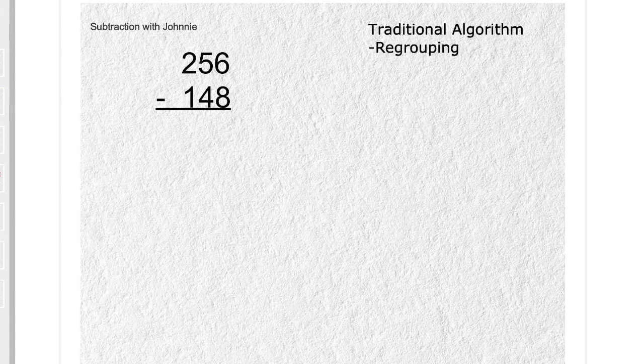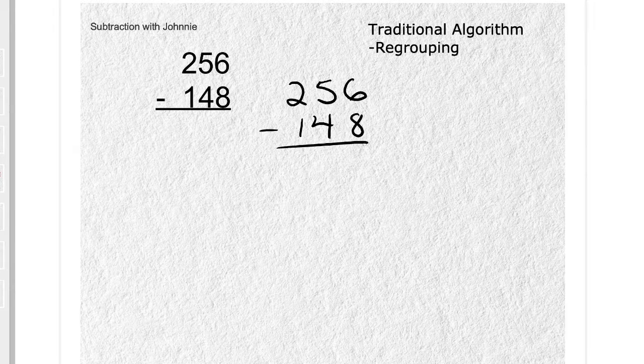Let's work out this problem using the traditional algorithm using regrouping. 256 minus 148. Now, in the traditional algorithm, we ask ourselves some questions. We look in the ones column first, and we say, can 6 take away 8? We say, no, that's not possible. So something will have to happen for the 6 in order to take away the 8.